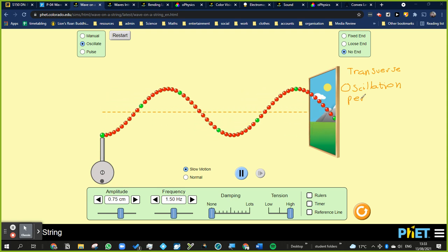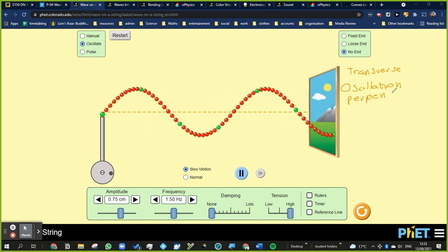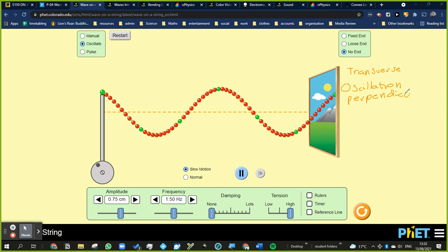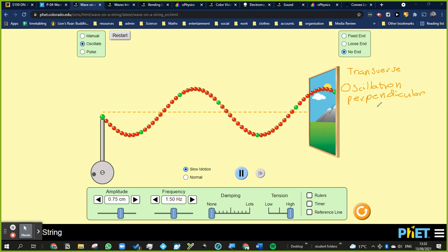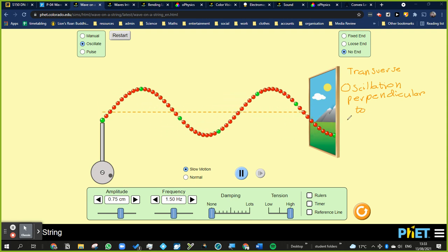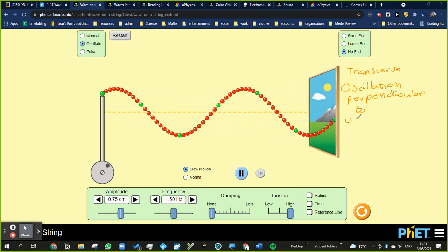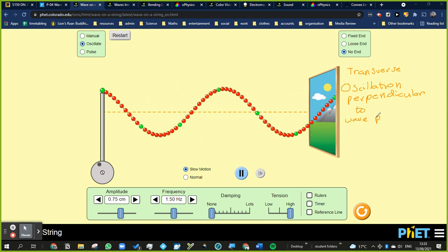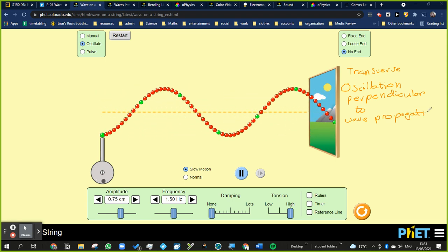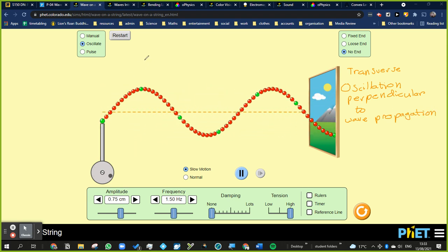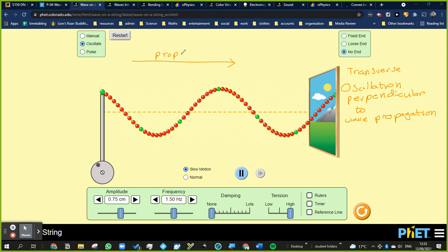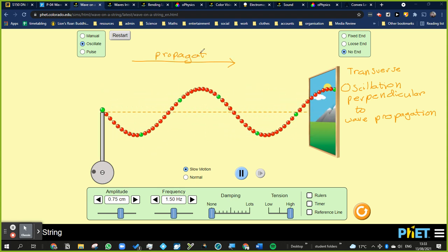So when we talk about a transverse wave, we say that the oscillation is perpendicular to the direction of the wave. I'm trying to write and talk at the same time, it's a bit difficult. So, oscillation perpendicular to wave propagation. Propagation is a good word to use. The wave propagation is from left to right. It just means what direction the wave is moving.